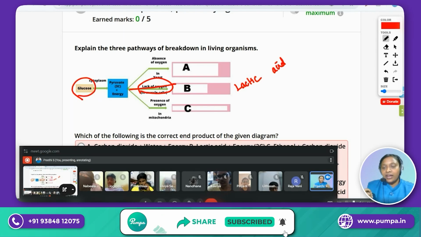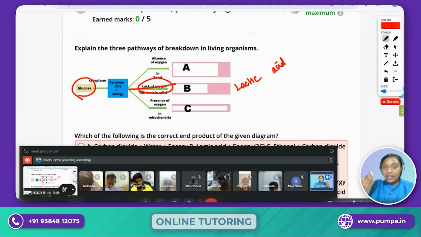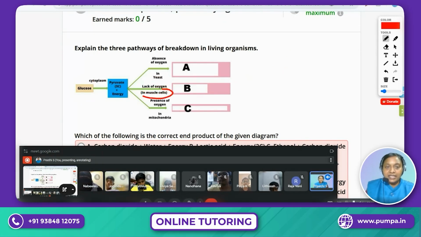So if you want instant energy, and if there is a lack of oxygen, our body cells will be producing it, and this happens in our muscle cells. In our muscle cells, lactic acid will be produced. Everyone, just imagine this is the lactic acid, and this lactic acid accumulation will be there in each and every cell.